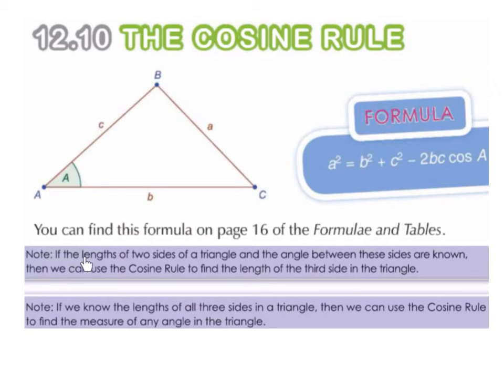Note, if the lengths of two sides of a triangle and the angle between these sides are known, then we can use the cosine rule to find the length of the third side of the triangle. Note, if we know the lengths of all three sides of a triangle, then we can use the cosine rule to find the measure of any angle in the triangle. Just making sure that the angle that we're looking for is labelled as angle A.